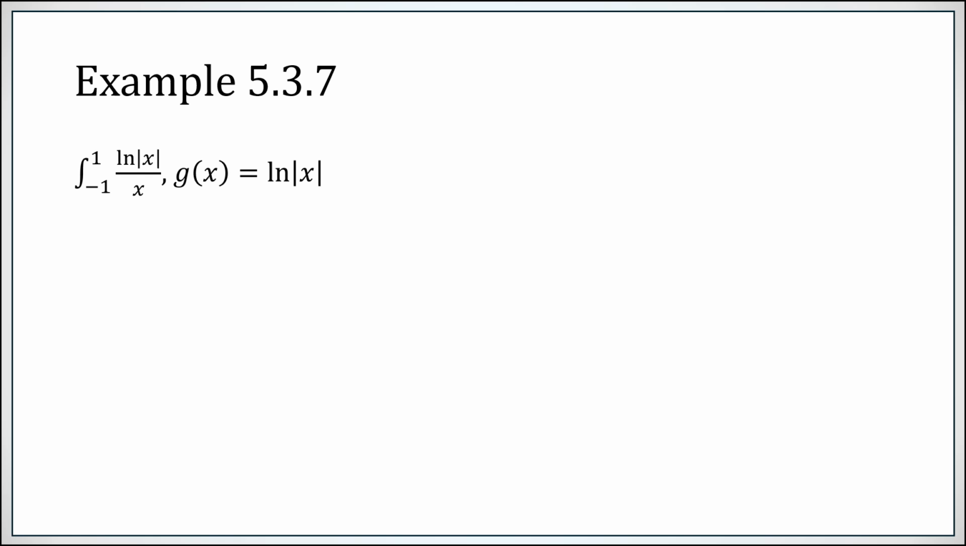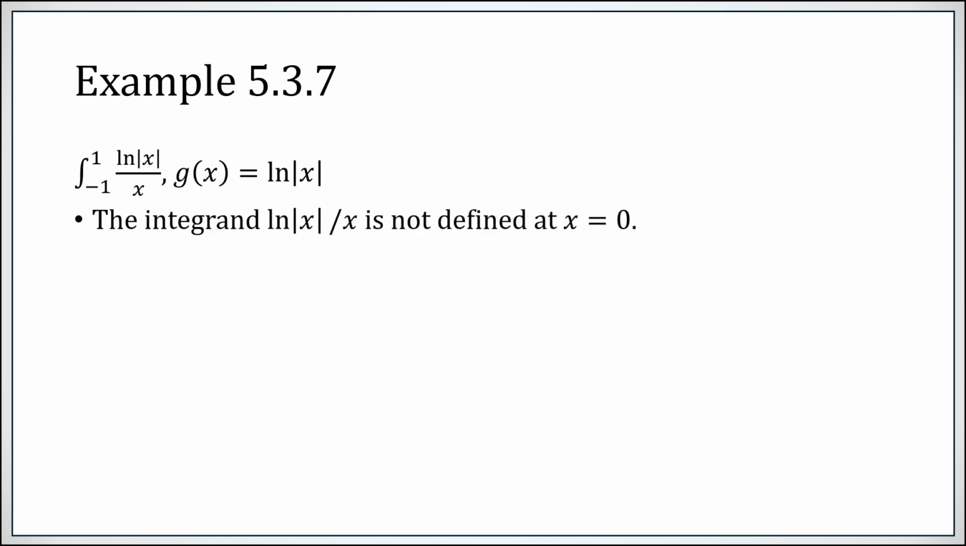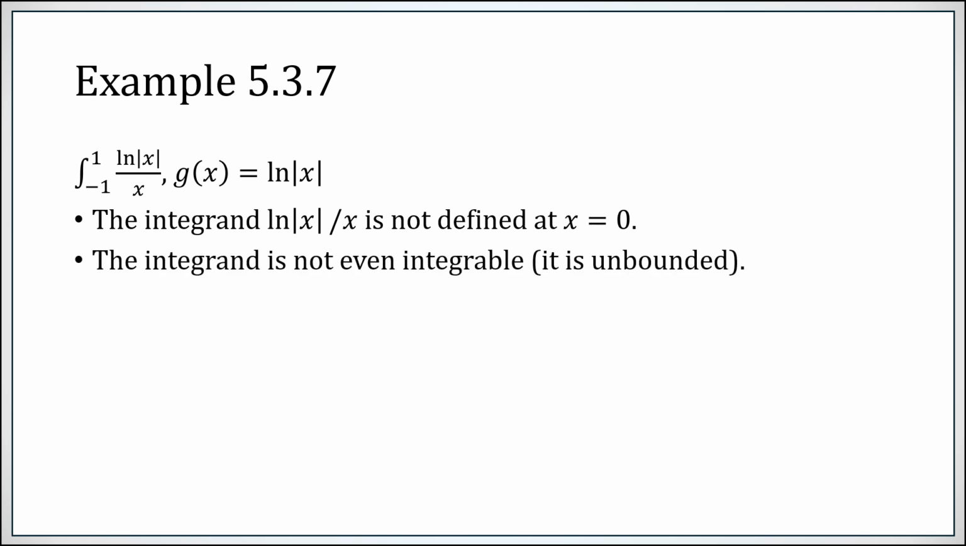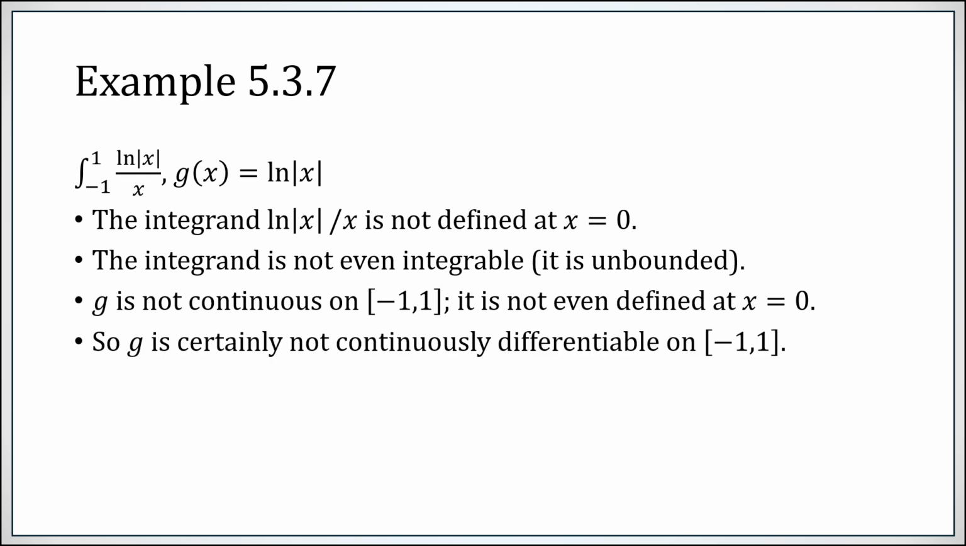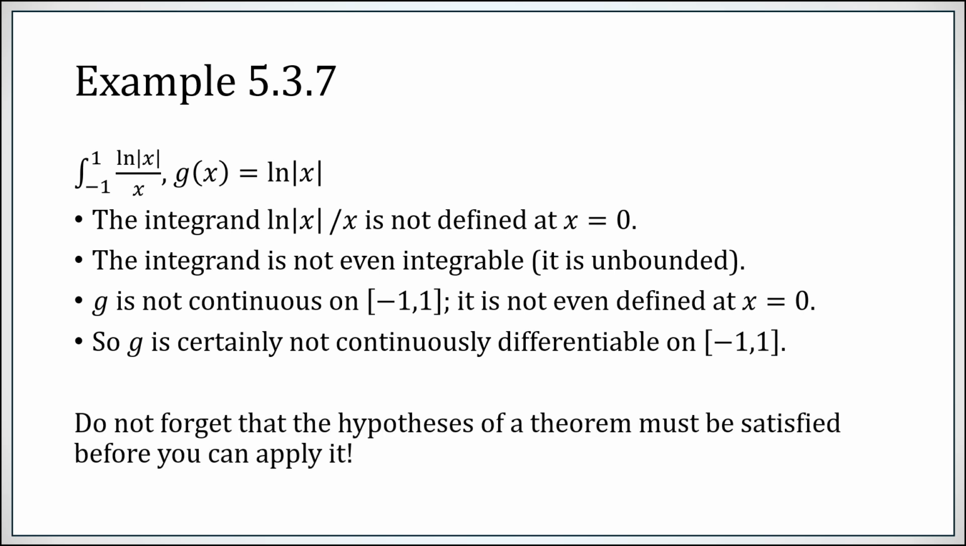So we tried to integrate log of absolute value x over x using a u substitution with log of absolute value. But that integrand is not even defined on the entire interval from -1 to 1. So it's not even integrable. It's in fact an unbounded function from -1 to 1. G, the log of absolute value that we attempted to do our u substitution with, is not continuous on the entire domain in question. So it violates the hypotheses of our change of variables theorem. It's not even defined, in fact, when x equals 0. So G is definitely not continuously differentiable on the relevant domain. So the hypotheses of these theorems have to be satisfied to apply them. Try to keep that in mind.